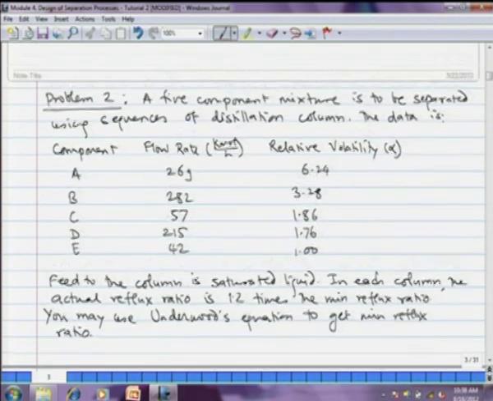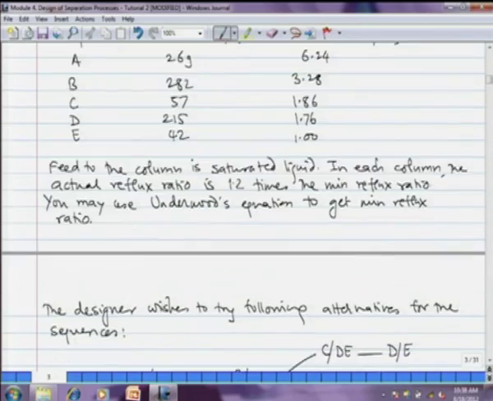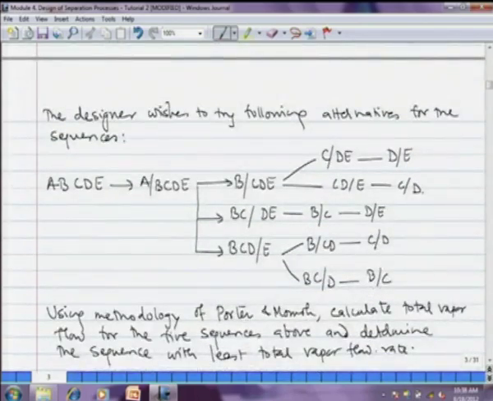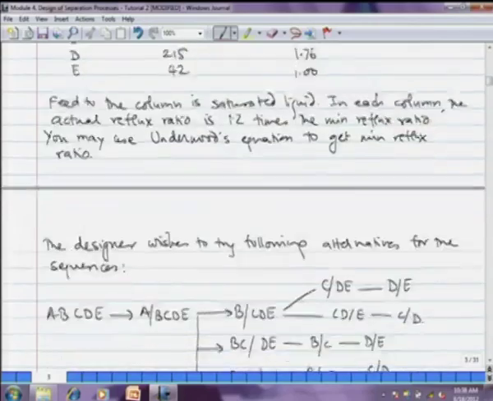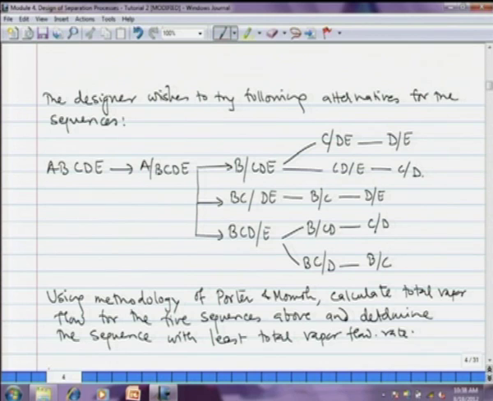The feed to all columns in the sequence is saturated liquid feed. In each column, the actual reflux ratio can be taken as 1.2 times the minimum reflux ratio, which is the optimum condition. Again, like the last problem, we can use Underwood's equation to get the minimum reflux ratio, and then we have to compare 5 different sequences for the separation of this mixture in terms of the total vapor flow rate. These sequences now appear on your screen.